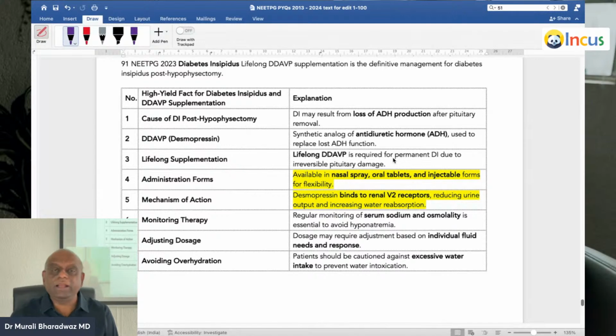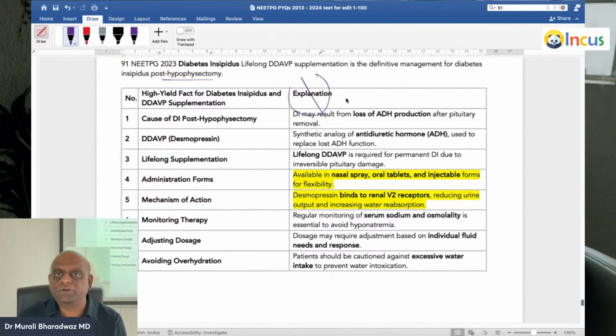Now, diabetes insipidus. Whenever the pituitary is resected, post-hypophysectomy, it will lead to central diabetes insipidus or peripheral? Central. So there, is it posterior pituitary or anterior pituitary where ADH is produced? There is no slight pregnancy, only pregnancy. Posterior. What are the two hormones?